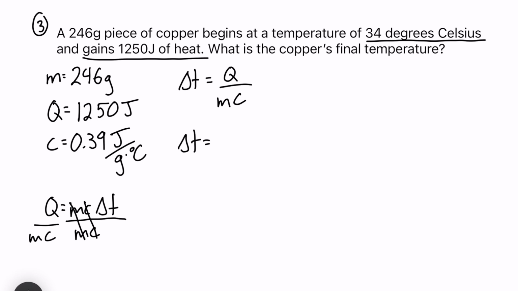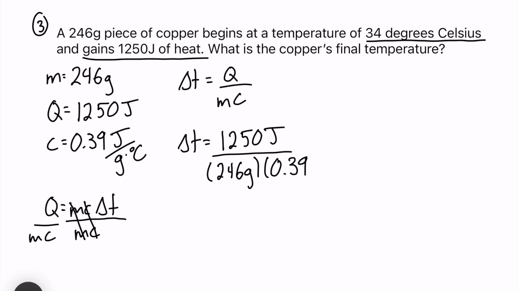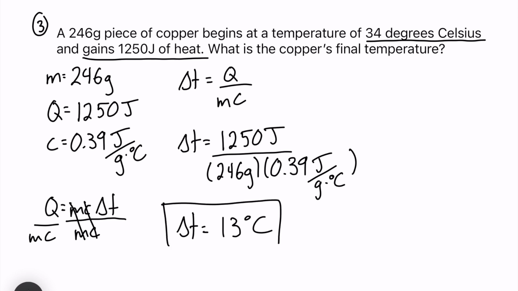So let's input our values here. So we have Q, which is 1,250 joules, divided by our mass, which is 246 grams, and that's multiplied by our C value, which is 0.39 joules per gram per degree Celsius. And what you should get if you type this into your calculator here is a change in temperature with significant figures of 13 degrees Celsius. Okay, we should keep 2 here.